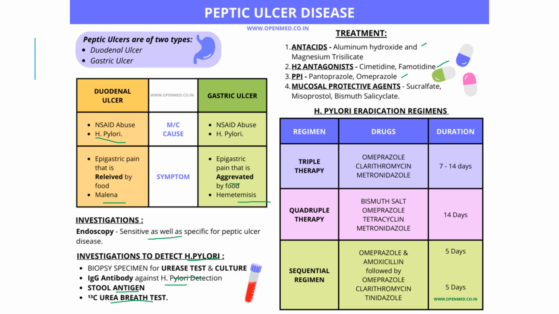That is why it is getting predisposed and it is forming ulcers. So that is why you are protecting the stomach from the acid by giving antacid, or you can reduce the production by giving H2 antagonist or proton pump inhibitor like pantoprazole and omeprazole, or mucosal protective agents like sucralfate, misoprostol, and bismuth salicylate.